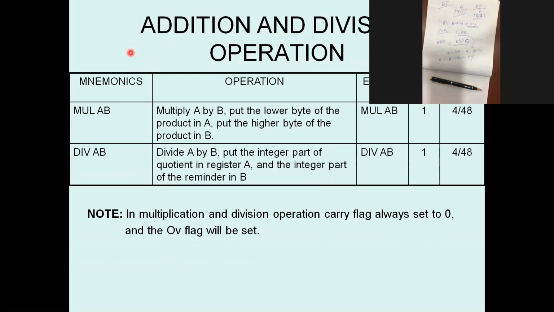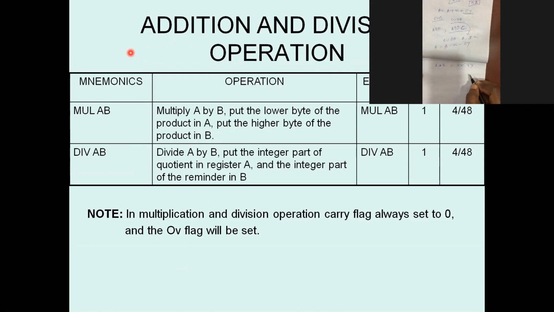Multiplication and division operations. MUL AB. MUL AB is nothing but A times B. Maybe the result is XXYY, or you can say ABCD. This CD will be stored into the accumulator and this AB will be stored into the B register. It means the higher byte of the result will be stored into the B register and the lower byte of the result will be stored into the accumulator.